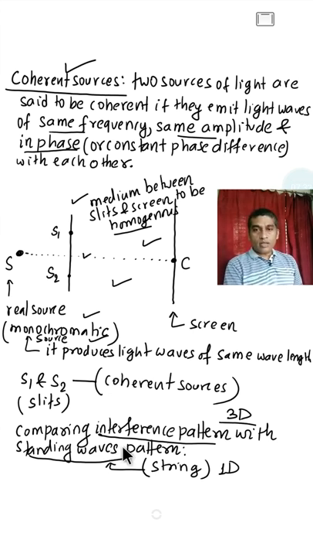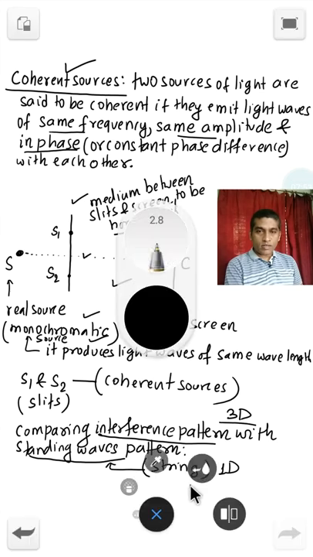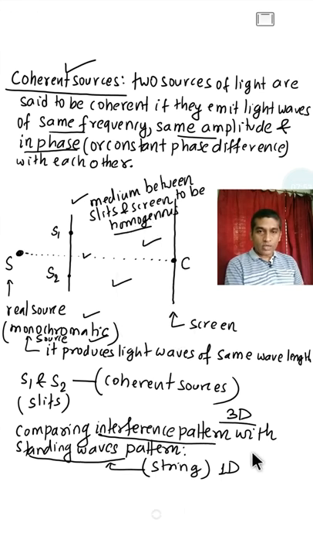Clear? In case of interference, we have maxima for constructive interference and we have minima for destructive interference, whereas in case of standing wave we have antinode. Okay, so I am writing over here, we have antinode which represent the maximum amplitude. Okay, and we have node, okay, which represent the minimum amplitude. Okay, antinode for maxima and node for minima.